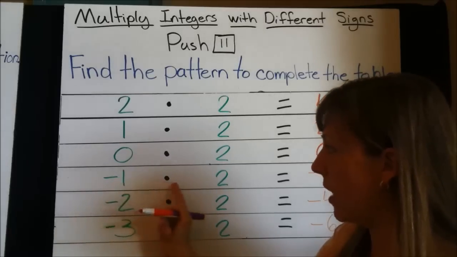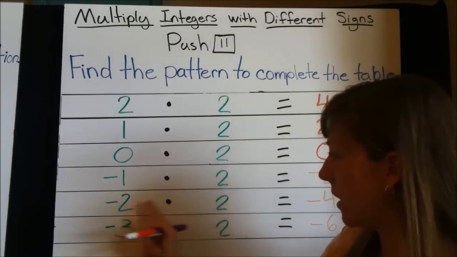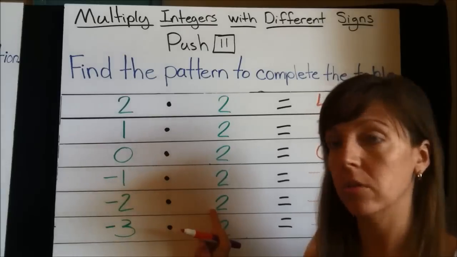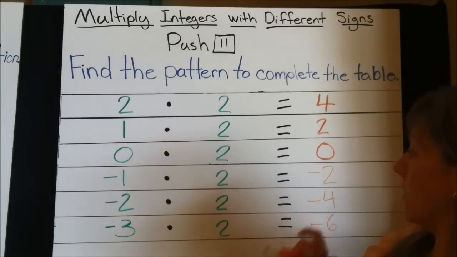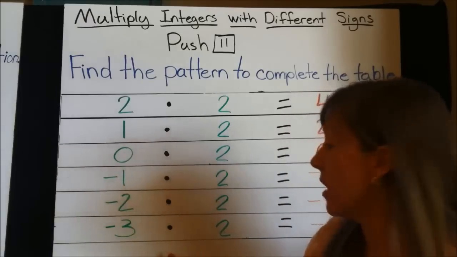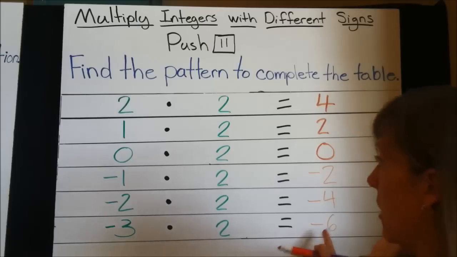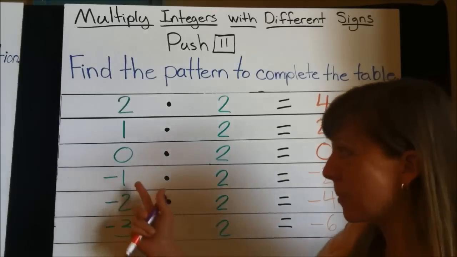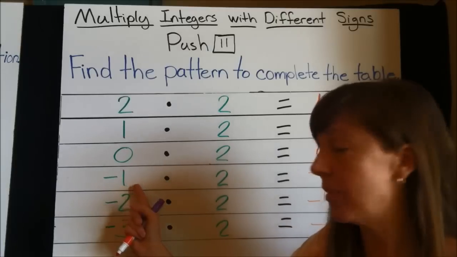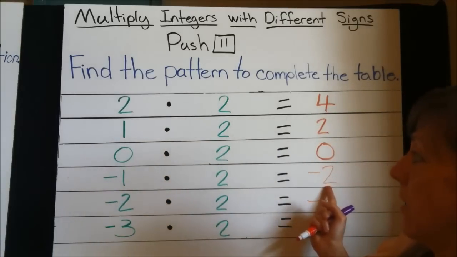Now let's look across. We have a negative 1 times a positive 2 equals a negative 2. A negative 2 times a positive 2 equals a negative 4. And we have a negative 3 times a positive 2 gives us a negative 6. So in conclusion, I can say that a negative number times a positive number is going to equal a negative number.